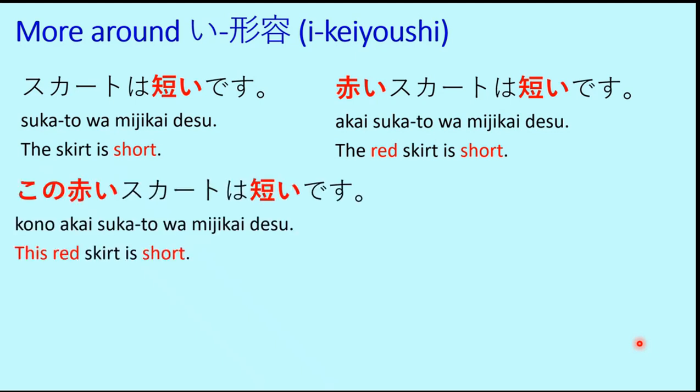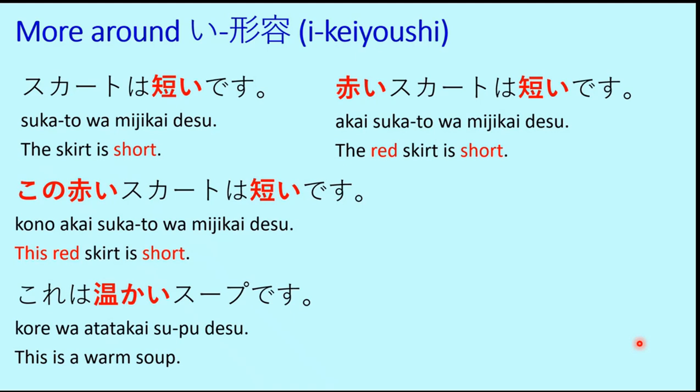Now, kono akai sukato wa mijikai desu. Now this means there are several red skirts, and out of those several red skirts, this particular red skirt is short. So now there are three adjectives: short, red, and kono. Kono means this. So which red skirt? This red skirt. So this qualifies in a way the red skirt. That's why it is used here as an adjective. So there are three adjectives in this example: this, red, and short. Kono akai sukato wa mijikai desu. This red skirt is short.